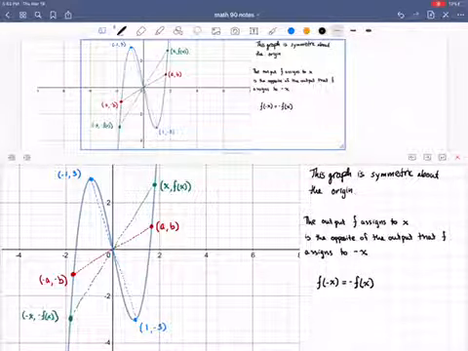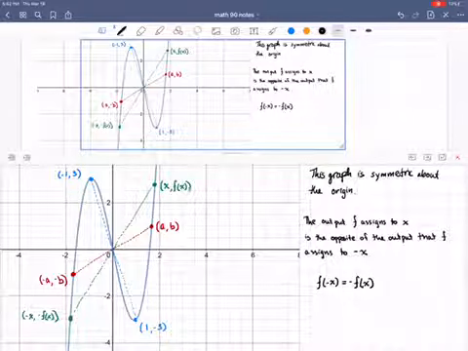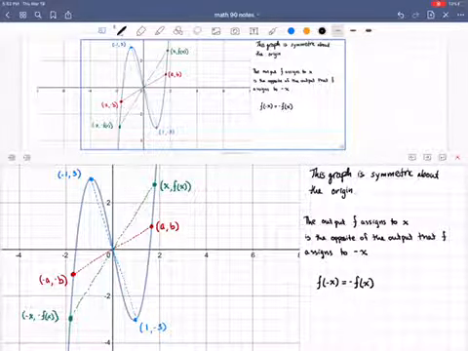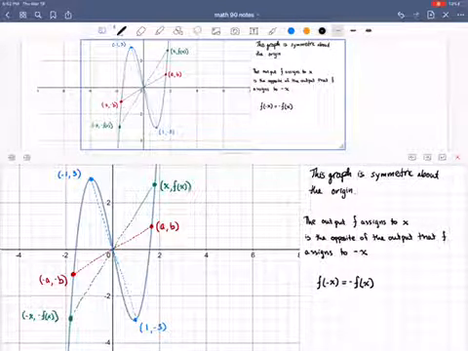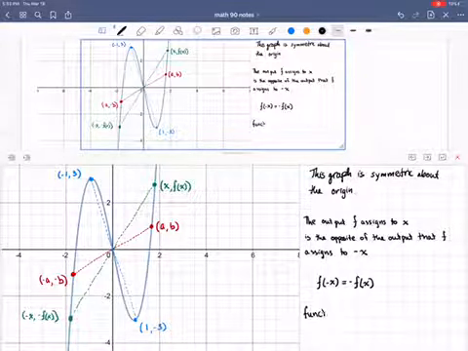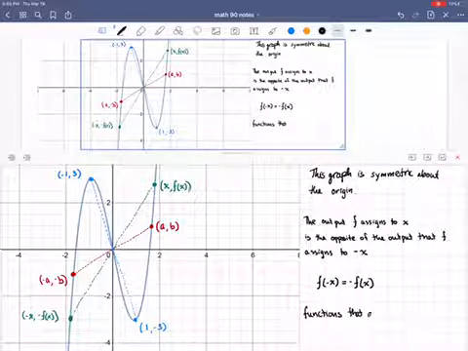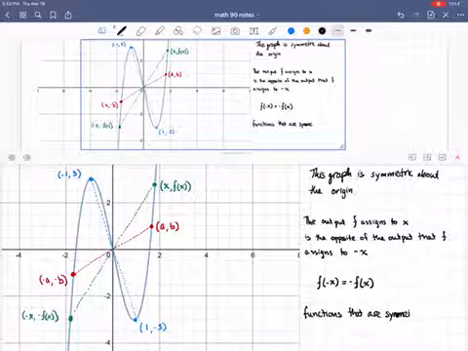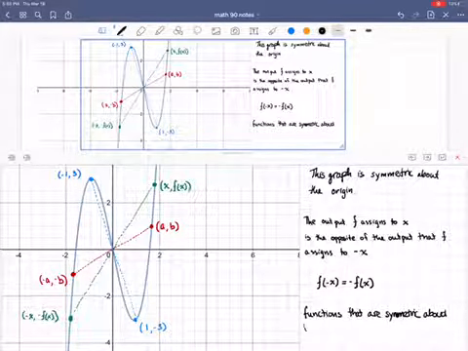Before I finish this lesson, I just want to say one last thing, which is that if you remember in the first lesson we looked at, we said that functions that are symmetric with respect to the y-axis are also called even functions. Well, there's a similar name here. Functions that are symmetric about the origin are called odd.